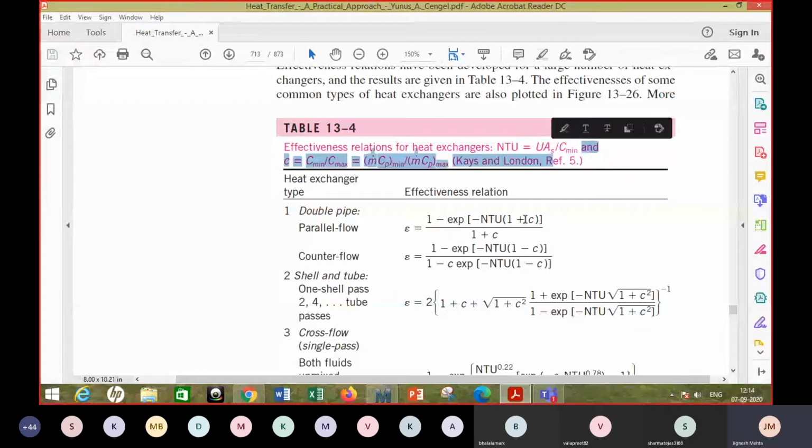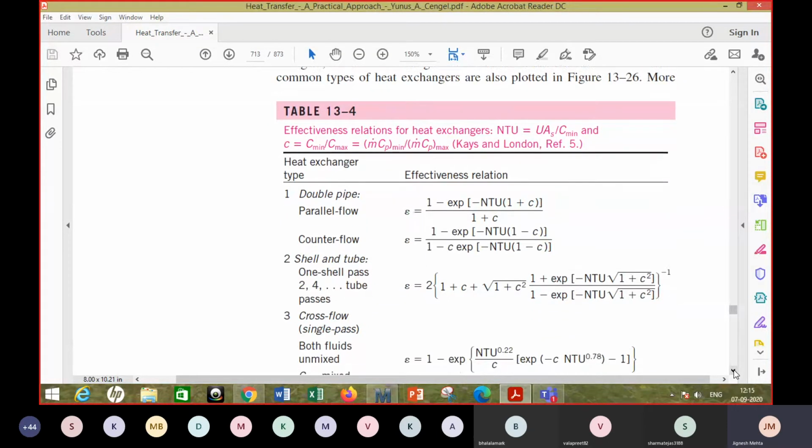Okay, so these are the relations which may be used. If you can get NTU and CR, you can get effectiveness, and then with the help of effectiveness, you will be able to find out the actual heat transfer rate after finding the maximum possible heat transfer rate. With analysis, one can find the formula for the other types of heat exchangers also, like say for counter flow, this is the formula.